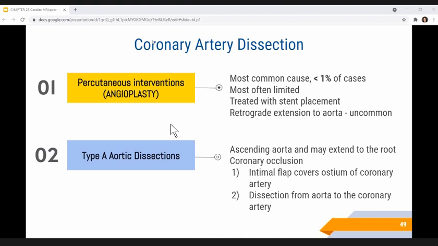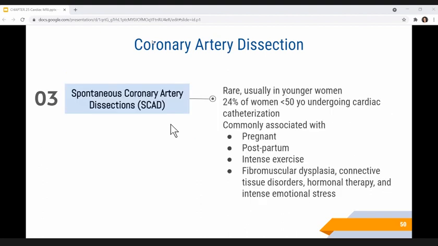Type A aortic dissections involve the ascending aorta and can extend into the aortic root. Obstruction of coronary blood flow can occur via 2 mechanisms. First, the intimal flap directly covering the ostium of the coronary artery, and second, the dissection extending from the aorta into the coronary artery. The third main cause is spontaneous CAD, usually affecting younger women and commonly associated with pregnancy, postpartum, and in patients undergoing intense exercise.